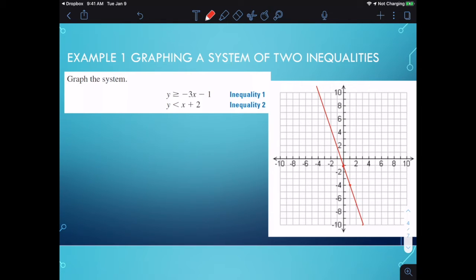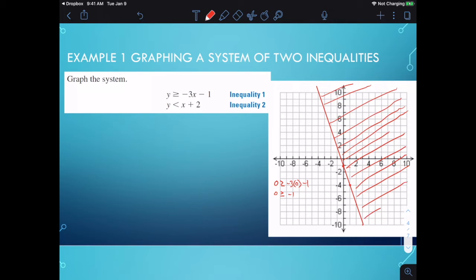So in order to shade, we need to test. So I'm going to test using the origin. The origin is 0, 0, and we're going to say, is 0 greater than or equal to -3 times 0 minus 1? Well, let's see. Or is 0 greater than or equal to -1? Yes is the answer to that. And so when we shade, we're going to go in the direction of the origin. We're just going to use lines because this represents a light shading. So here's our lines representing the graph of the inequality representing that first line.